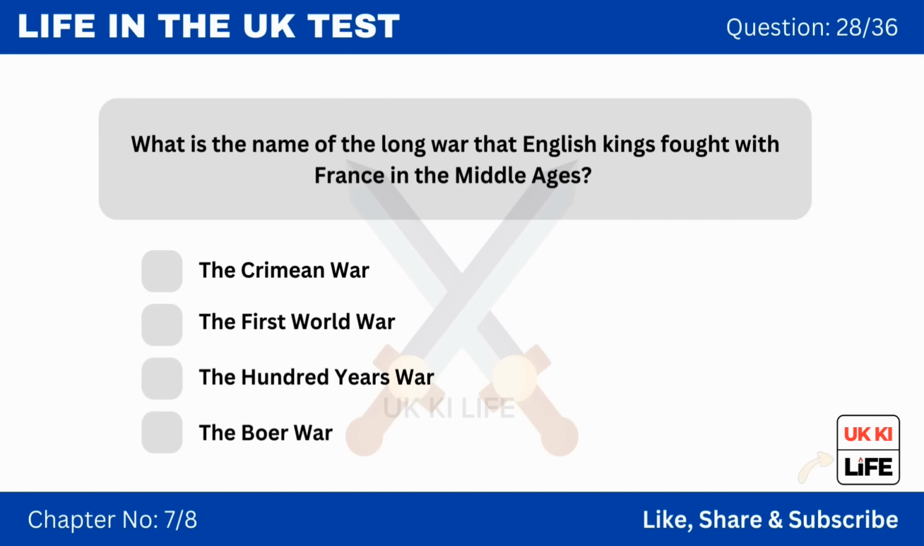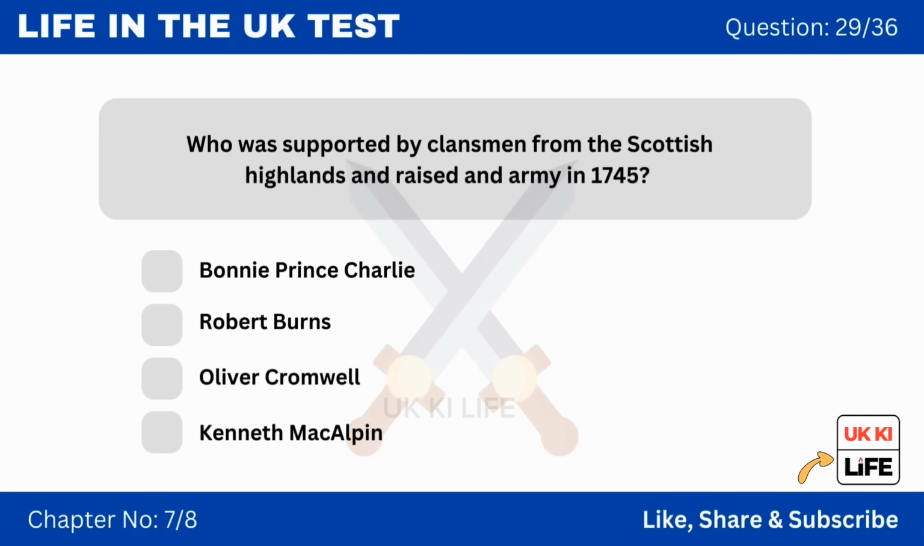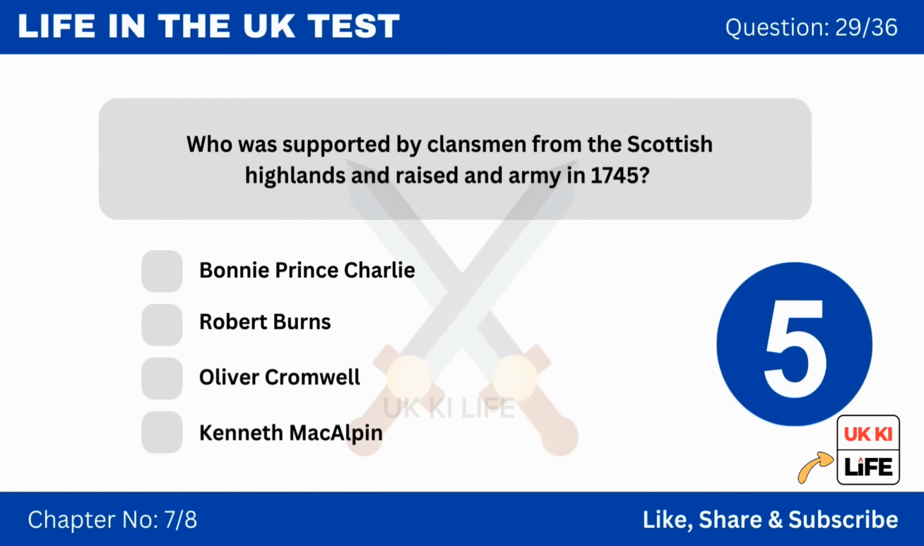The correct option is C. Explanation. English kings fought a long war with France, called the 100 Years' War, even though it actually lasted 116 years. Question 29. Who was supported by clansmen from the Scottish Highlands and raised an army in 1745? Bonnie Prince Charlie, Robert Burns, Oliver Cromwell, Kenneth MacAlpin.